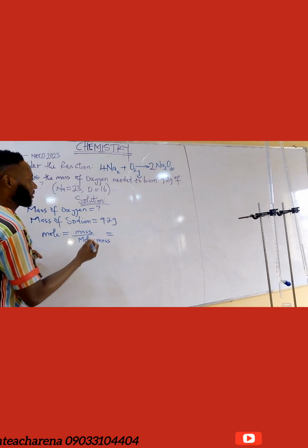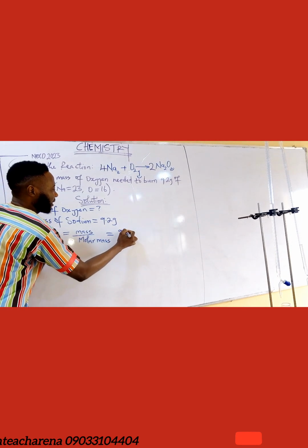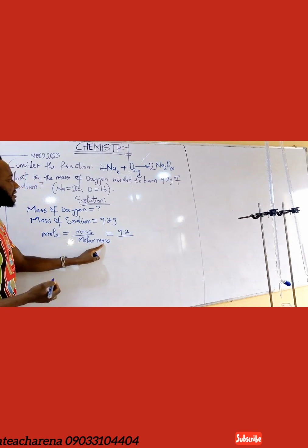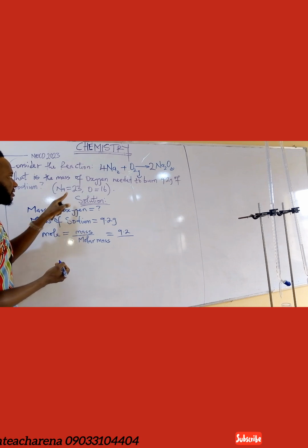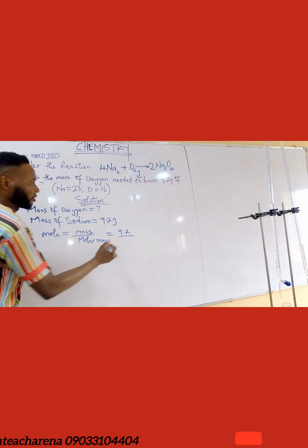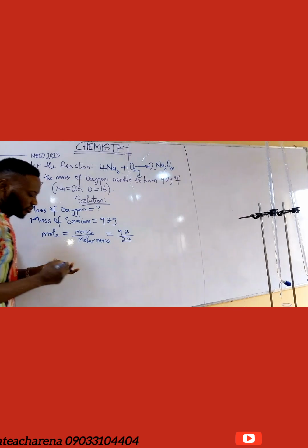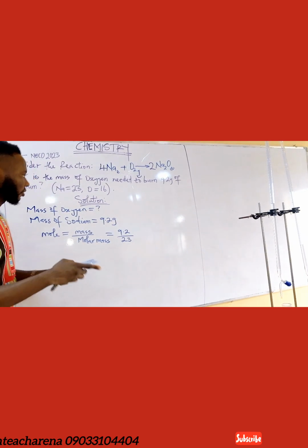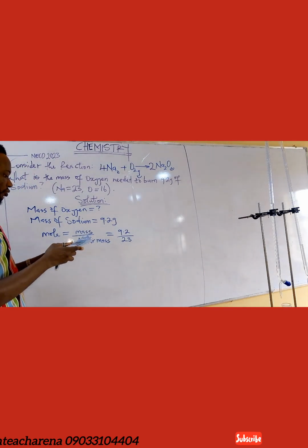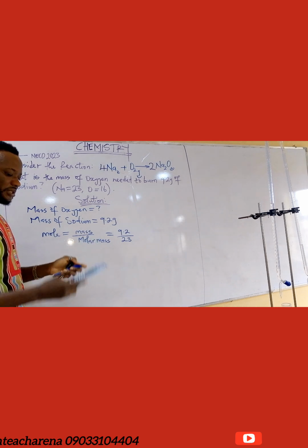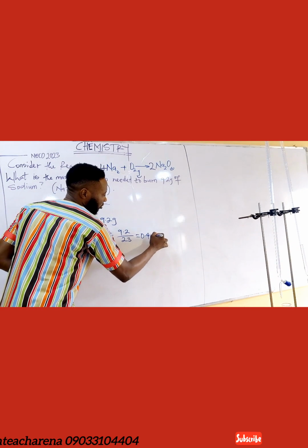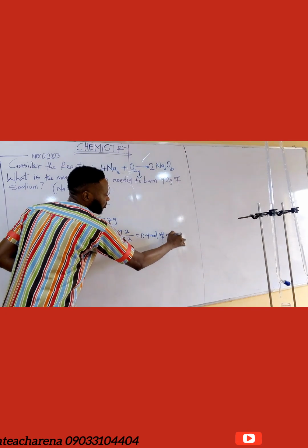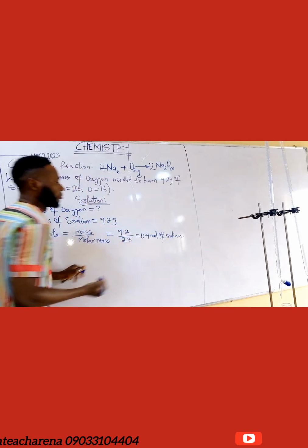Mass over molar mass. What mass are we talking about here? Mass of sodium. We now have 9.2 over the molar mass of sodium. Look at it, molar mass of sodium is 23. So let's quickly divide that. 9.2 divided by 23 gives us 0.4 mole of sodium. We've got the mole of sodium.